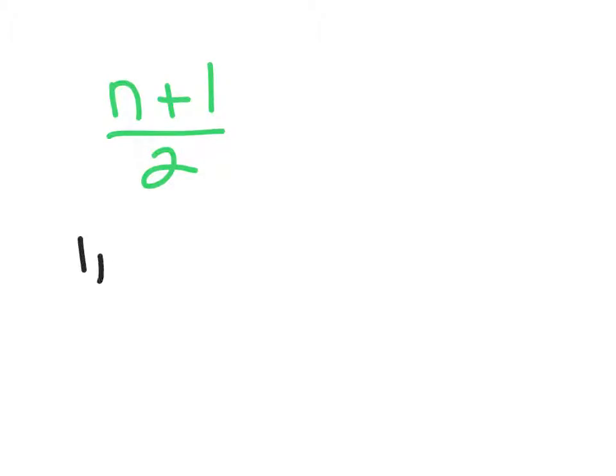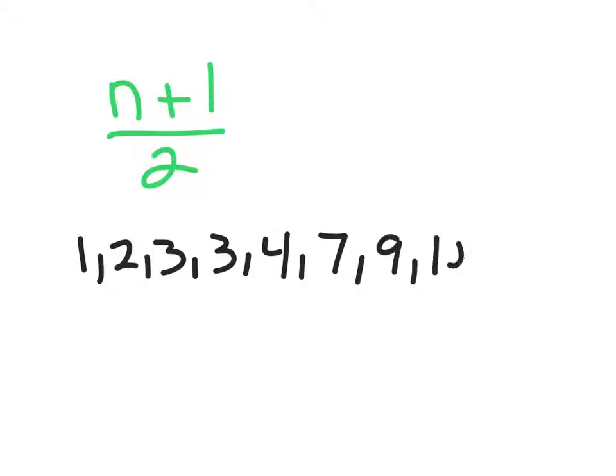Let's say 1, 2, 3, 4, 7, 9, 15, 15. All right, let's take these sets of numbers. Again, the most important thing to start with is to make sure your data set is in order from least to greatest. I have 1, 2, 3, 4, 5, 6, 7, 8, 9 pieces of data.